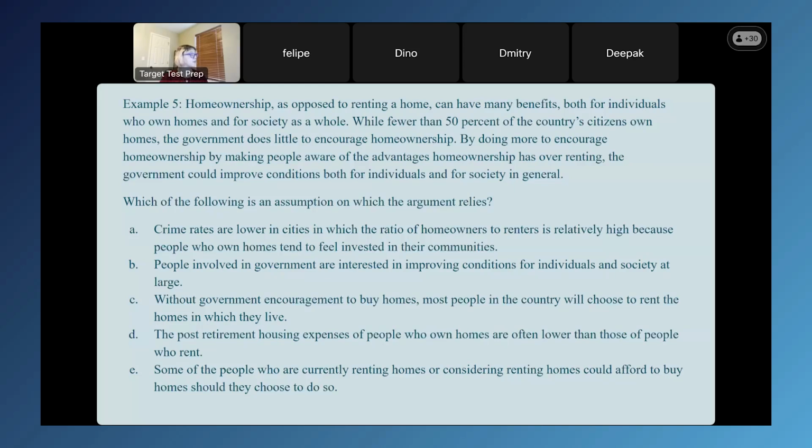For C, as far as the negation, the way I would do it would be: without government encouragement to buy homes, most people in the country will not choose to rent the homes in which they live. And that's another kind of vague problem, because what would that entail? Does that mean that they're buying them? Does that mean that they're not going to live here at all? The negation on that one also has an equally vague impact, and we're looking for more of a concrete impact.